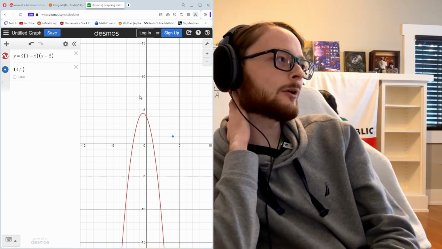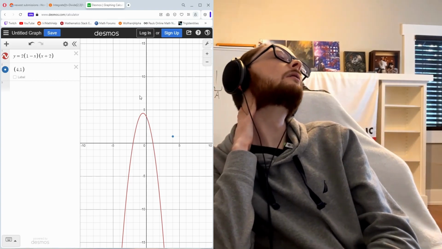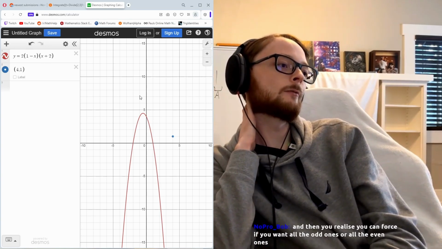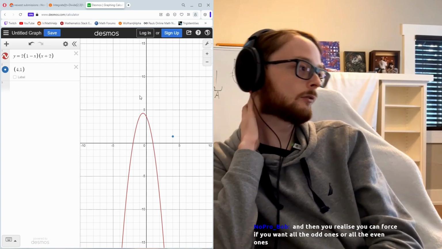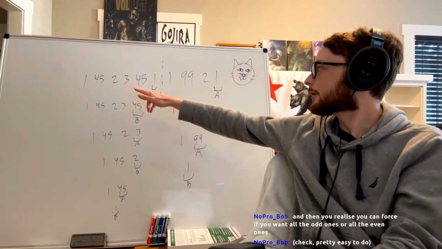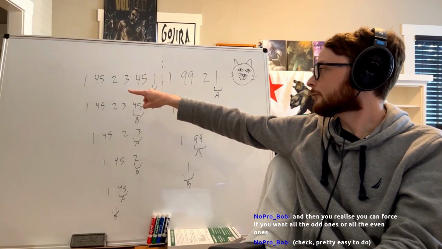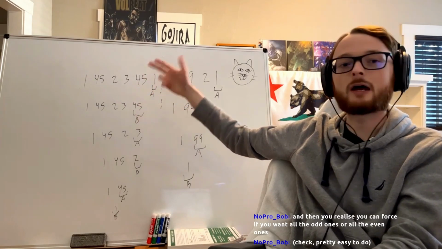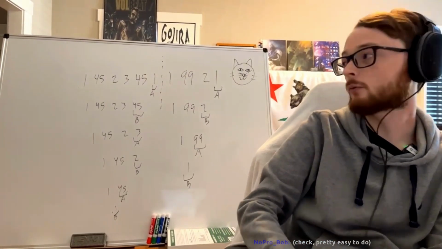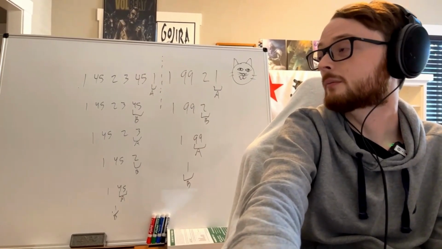So is there a way to do this without calculus, I wonder? Because I don't know what kind of class this person is in. You can force it if you want all the odd ones or all the even ones. Because right here, if you wanted all the evens, player A could just choose 6, and then that forces player B to choose 1 or 5, which either way will expose an even. And vice versa if you wanted all the odds, you would take 1, and then player B will be left with just the evens.